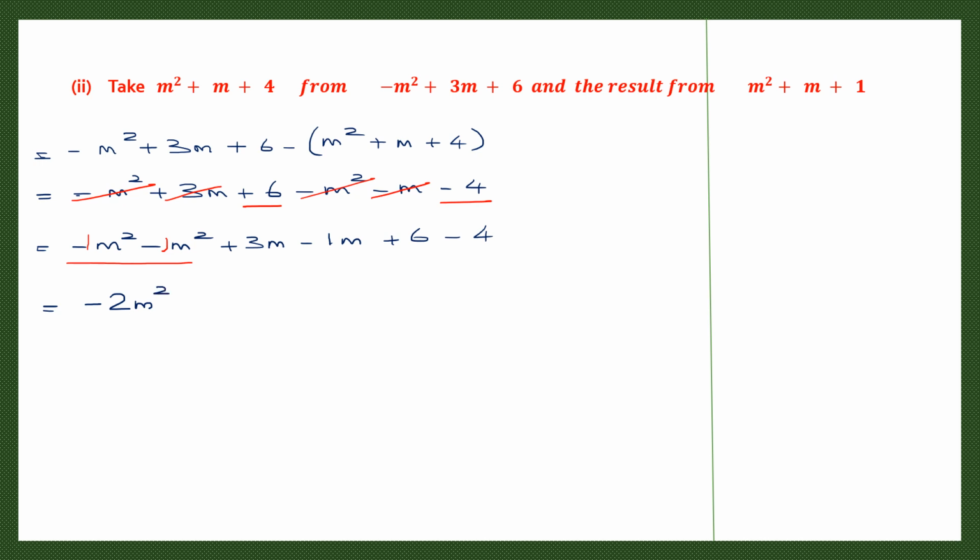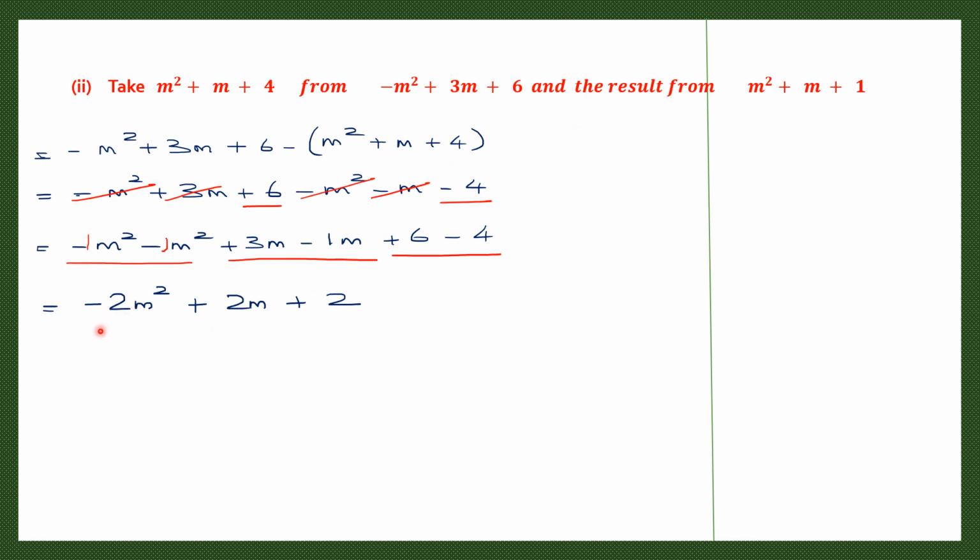Now let's look at this. This is 3m minus 1m. So let's look at the numbers alone. 3 minus 1 is 2. So that makes it 2m. Now look at the numbers. Here we have plus 6 minus 4. As you can see, signs are different. So we put the sign of the bigger number and we subtract. So it becomes plus 6 minus 4 is 2. So we have now got the result for the first part. This is the result for the first part.